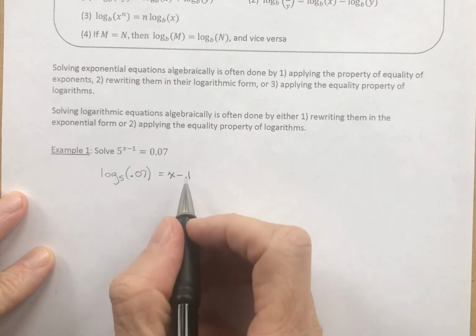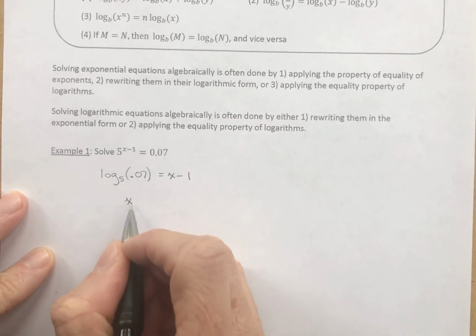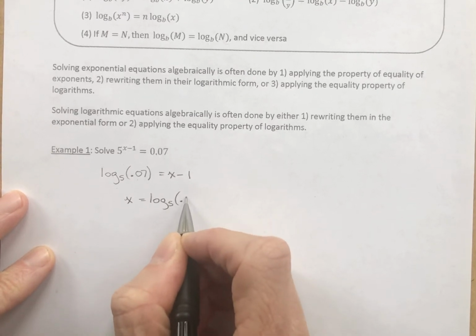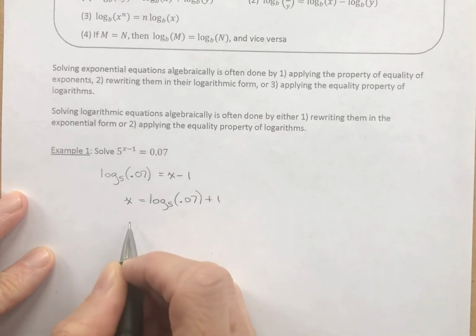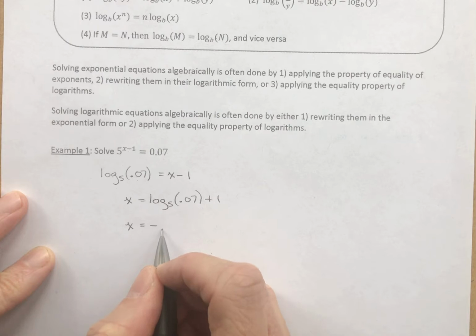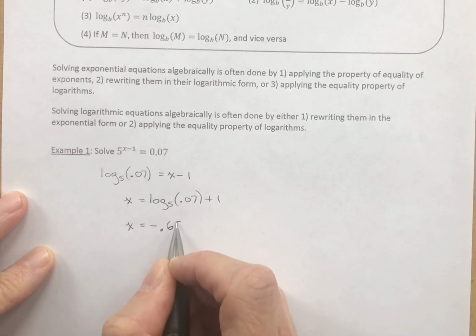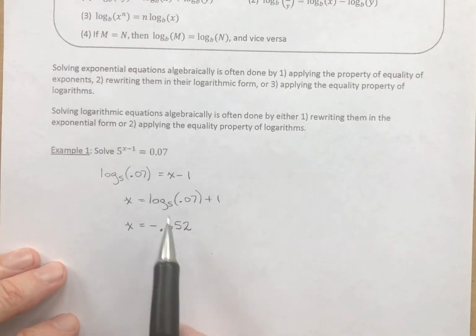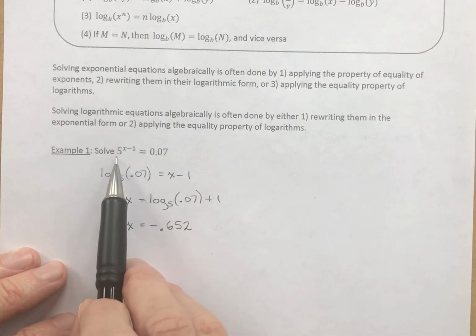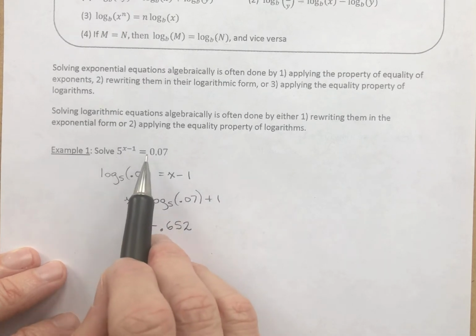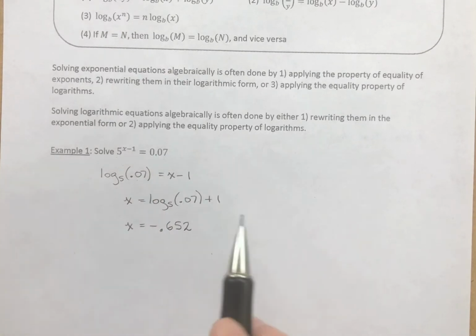And so I add 1 to both sides. X is equal to the log base 5 of 0.07 plus 1. In that goes to a calculator, and it probably comes out as an approximation. I went to the thousandths place, negative 0.652. Algebraic check, put this answer in for x right here. If 5 raised to the negative 0.652 minus 1 is equal to 0.07, the answer is correct.